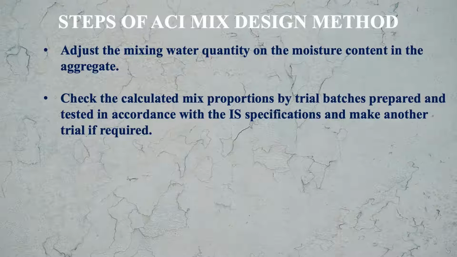The next step is to check the calculated mix proportions by trial batches prepared and tested in accordance with the IS specifications, and make another trial if required. So we have to go for the trials based on these calculations, based on these mixes. Basically we have to prepare the trial batches, and if it is fit, okay. Otherwise, depending upon the IS specifications, we have to go for another trial.